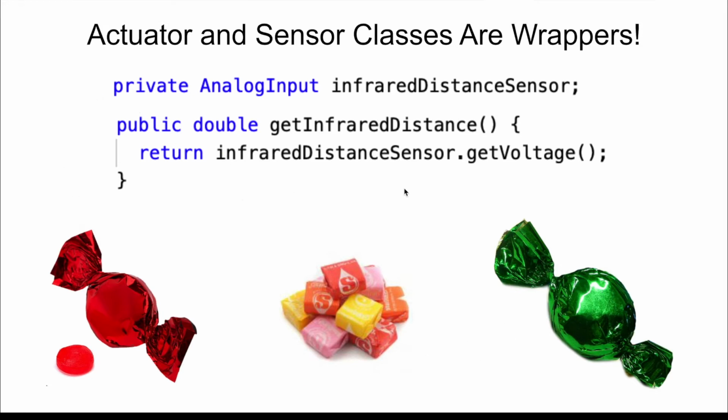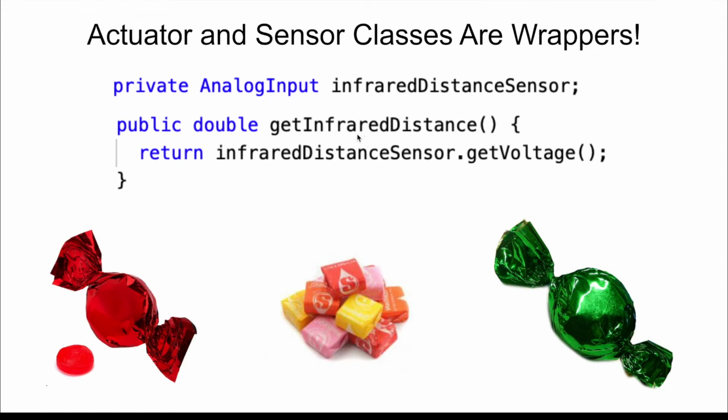Up here, I have a quick example, like an infrared distance sensor, which is just a sensor that detects how far away something is using infrared light. In this case, an infrared distance sensor is an analog input, which is very not specialized in general. And so an analog input can do this thing called get voltage. But in this context, get voltage is going to return the infrared distance. So there's a method here called get infrared distance, which is in the wrapper class, which all it does is return the voltage of this analog input.